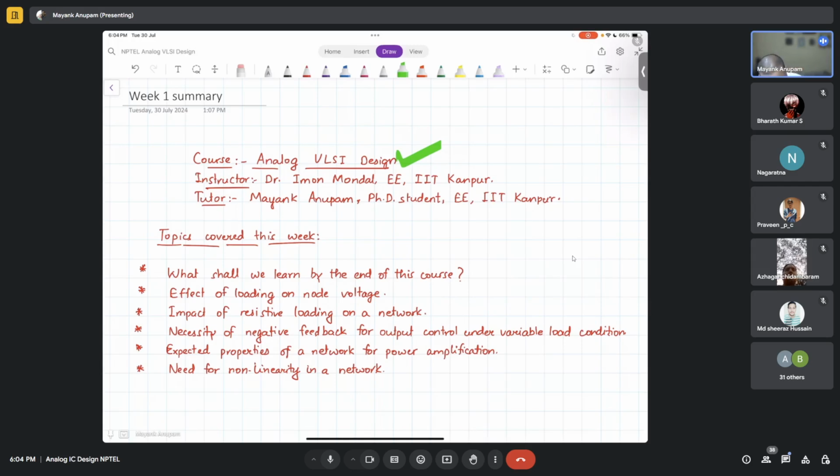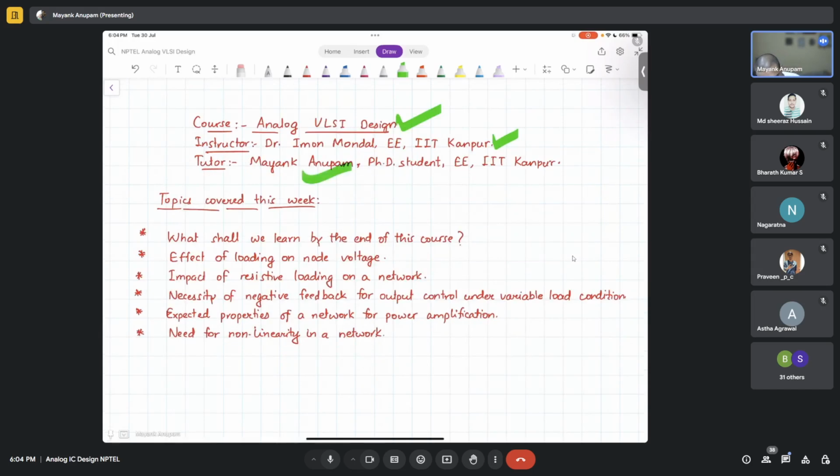Now, the instructor for this course is Dr. Imran Mandal. He is an assistant professor in the Department of Electrical Engineering at IIT Kanpur. My name is Mayank Anupam. I am also a PhD student in IIT Kanpur itself in electrical engineering.